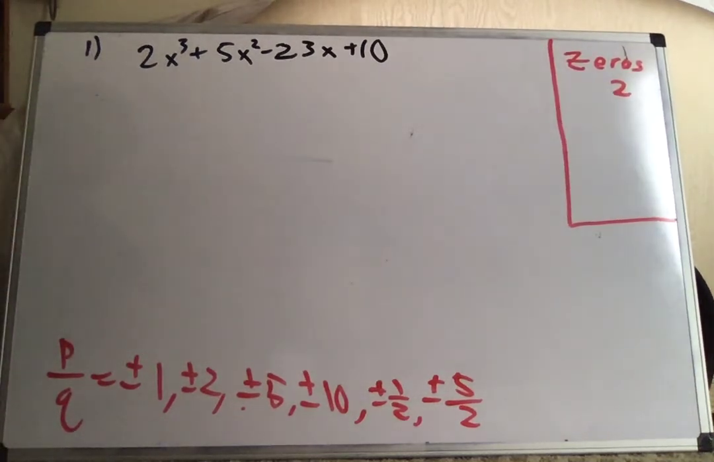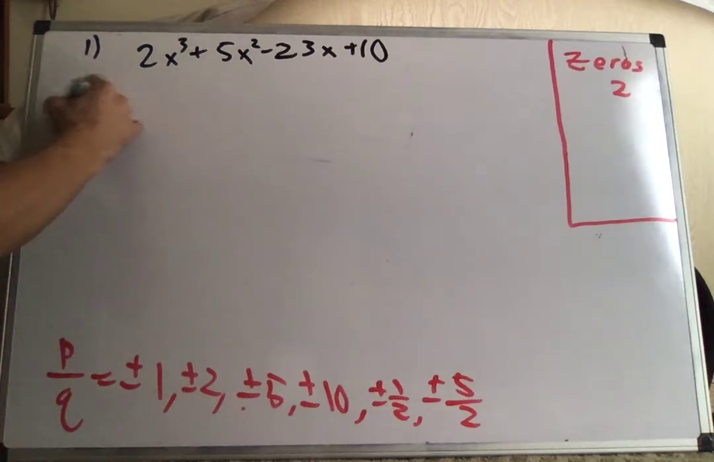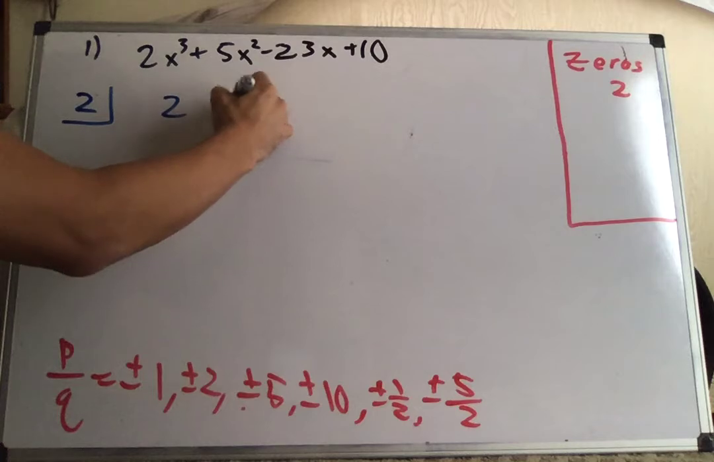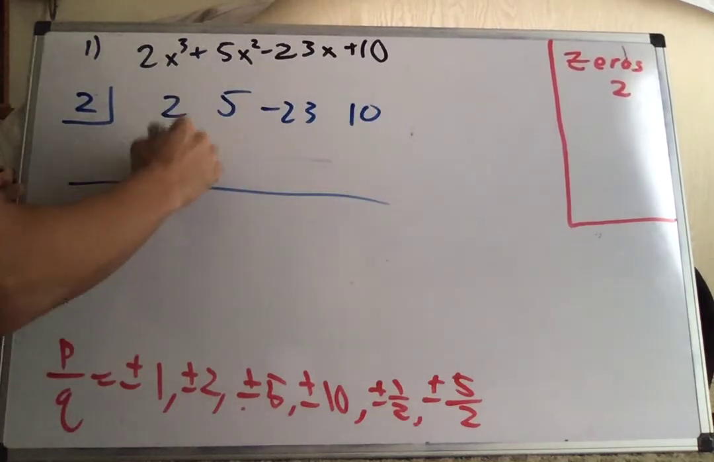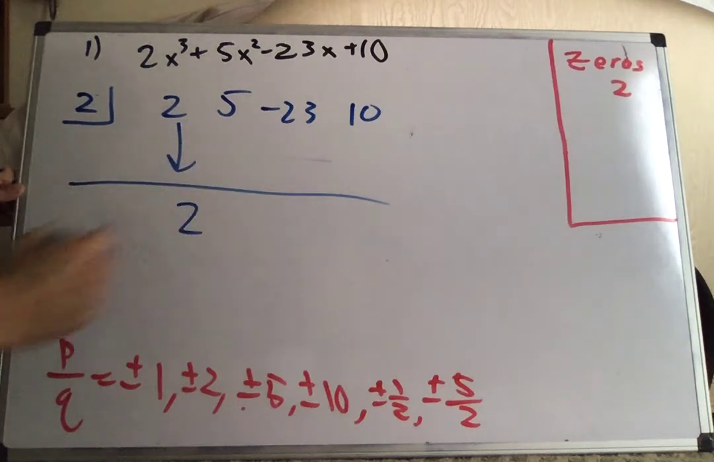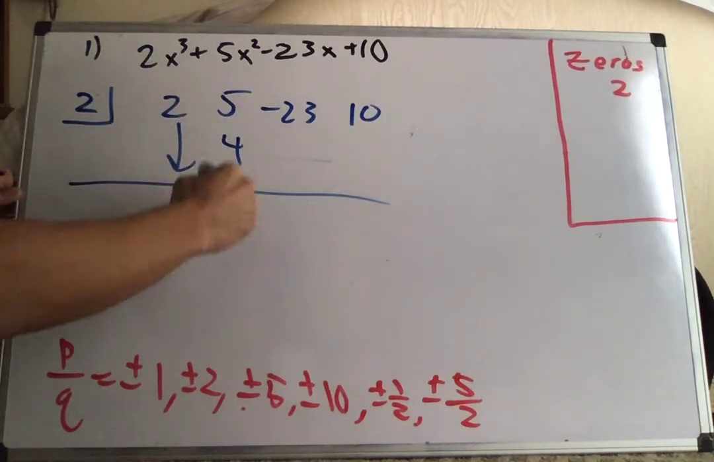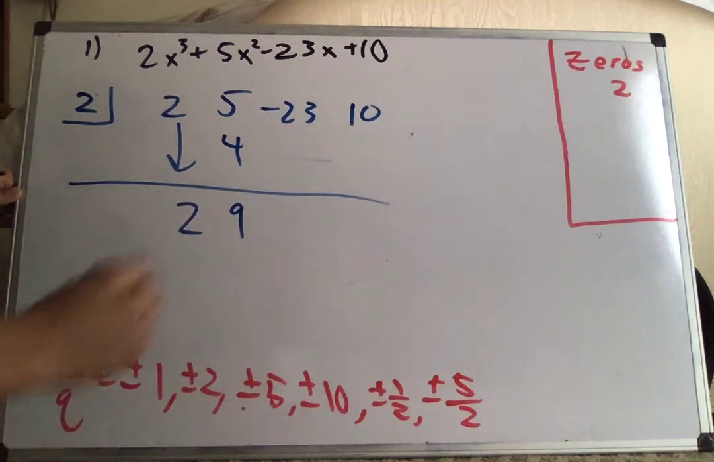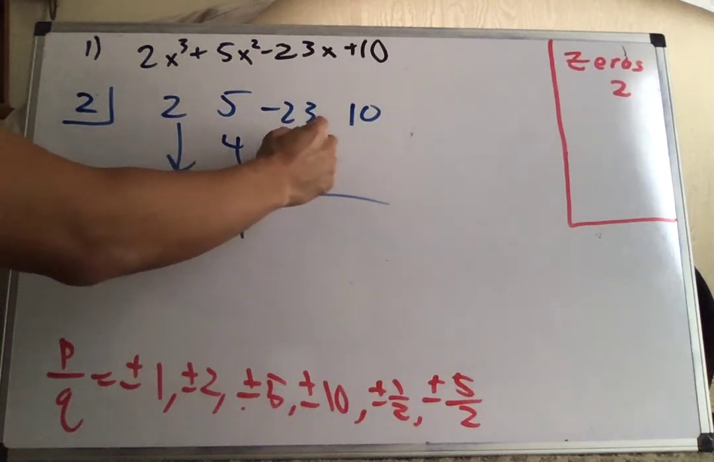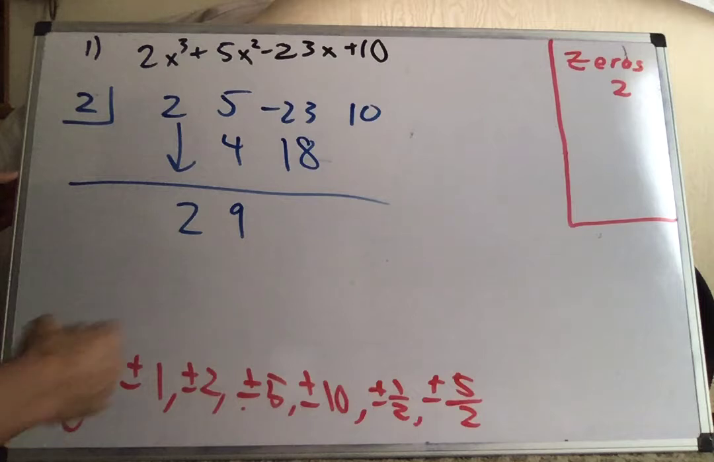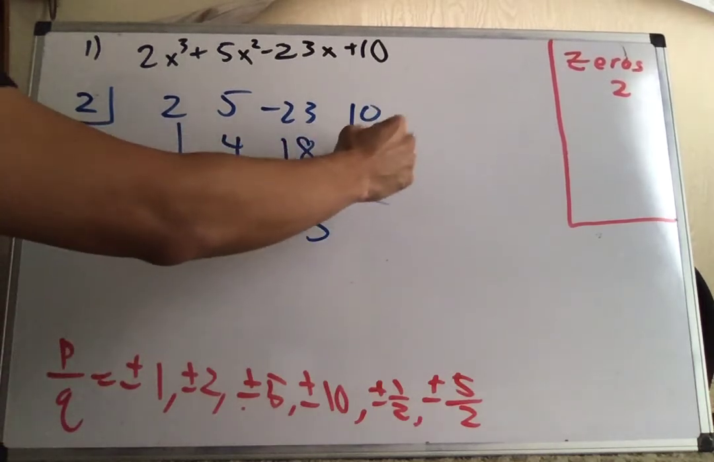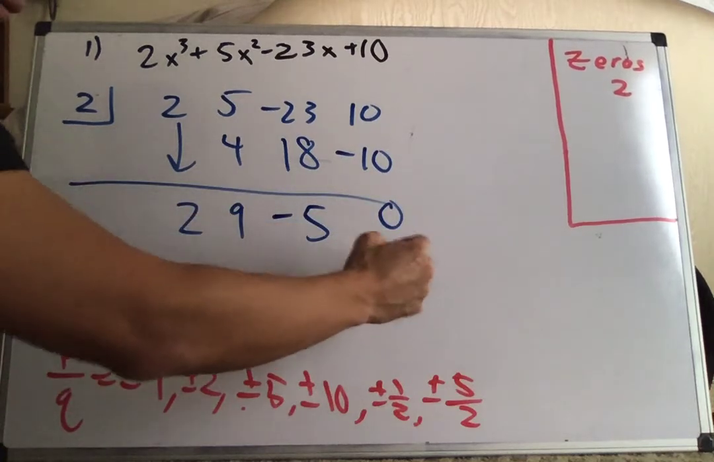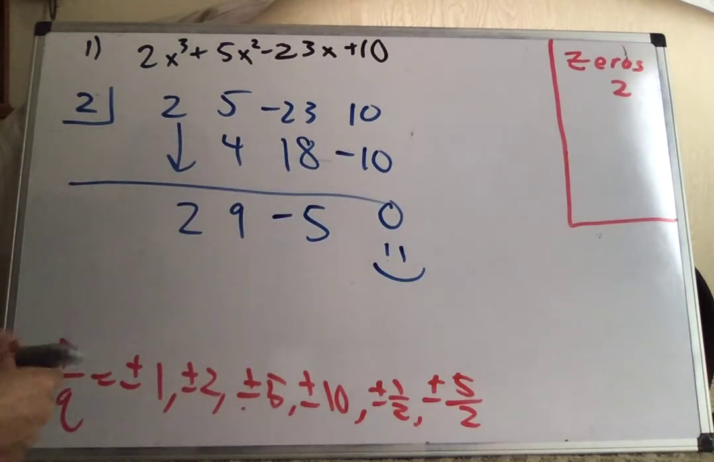Let's try the 5. Actually, let me try positive 2 again, because it's possible that was a root more than once. Okay, so bring the 2 down. That's 2. 2 times 2 is 4. Plus 5 is 9. Times 2 is 18. Negative 23 plus 18 is negative 5. Negative 5 times 2 is negative 10. Oh, it's 0. Okay, sweet. So it actually turns out that 2 is a root 2 times.